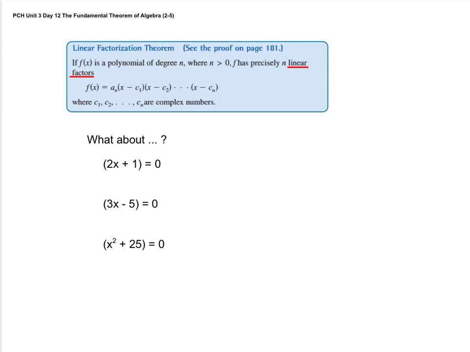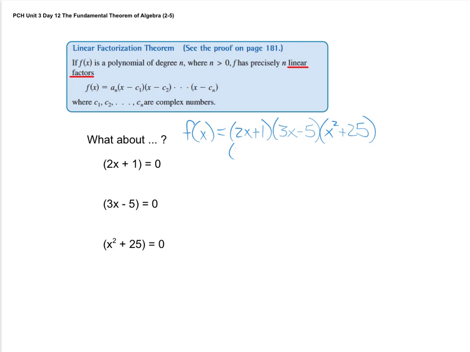Let's say we have a function here, and it's factored into 2x plus 1 times 3x minus 5 times x squared plus 25. Okay? Now, have we done what this says we can do yet? What's the degree of this polynomial? 4. So how many linear factors should we be able to factor it into? 4. We have this one that's a quadratic factor. So there should be 2 other ones.